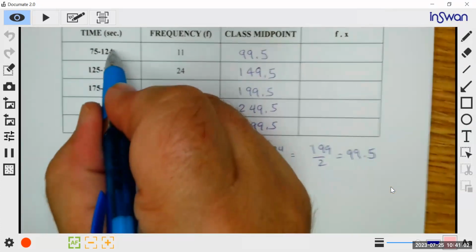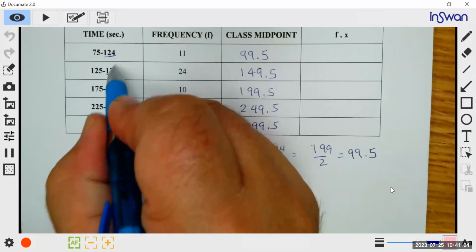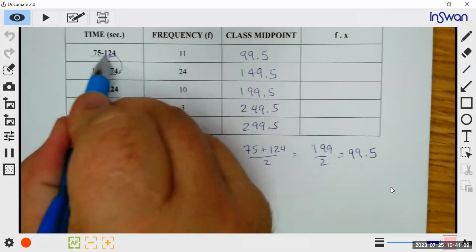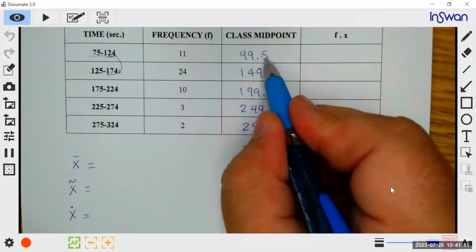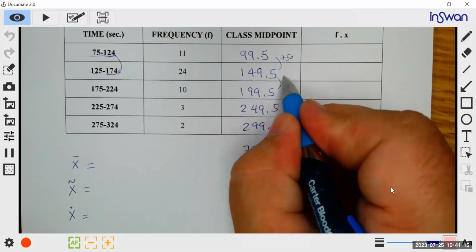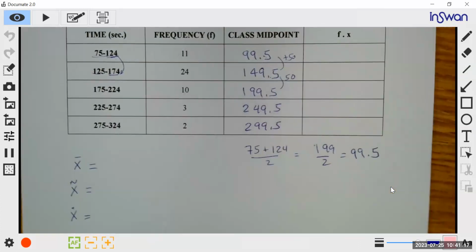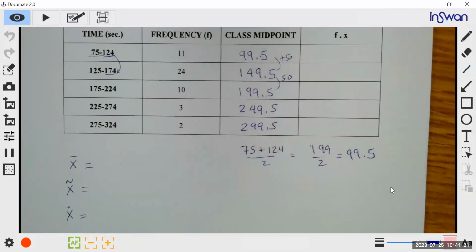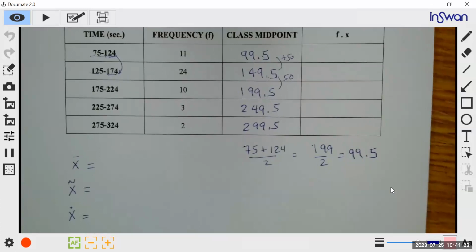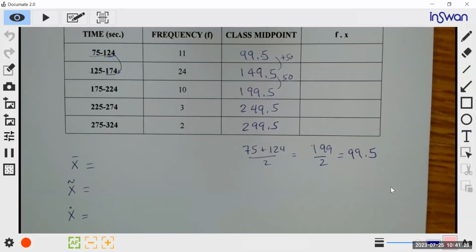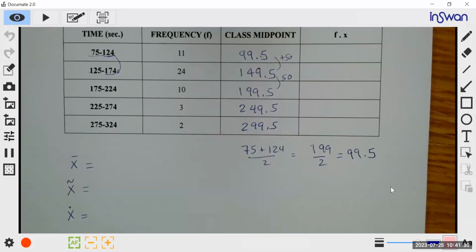Well, because each of these, from this number to this number, is how far? 50. So that means this number has to be 50, that means this number has to be 50. So I add 50, which is my class size. It just makes it much easier if you just add 50 to each point.